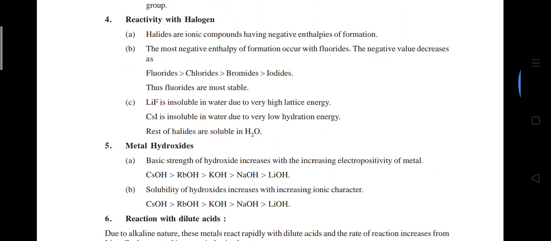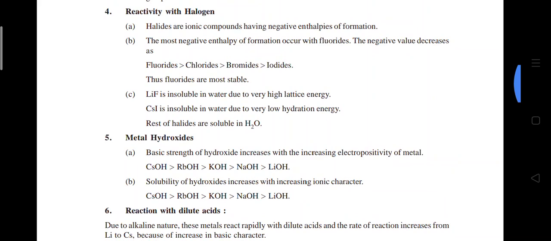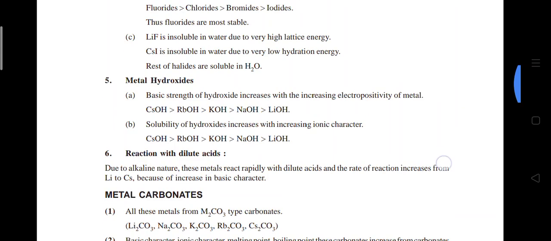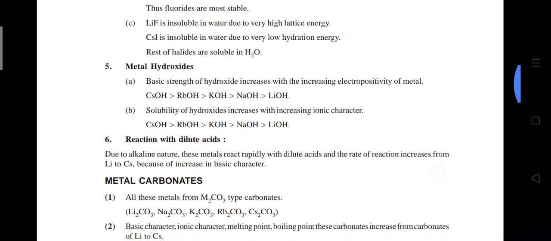Fourth, reactivity with halogen. Halides are ionic compounds having negative enthalpy of formation. The most negative enthalpy of formation occurs with fluorides. The negative value decreases as fluoride, chloride, bromide, iodide. Lithium fluoride is insoluble in water due to very high lattice energy. Cesium iodide is insoluble in water due to very low hydration enthalpy. Rest of the halides are soluble in H2O.